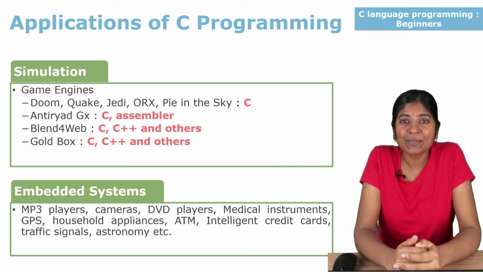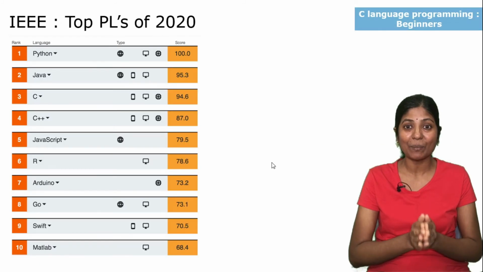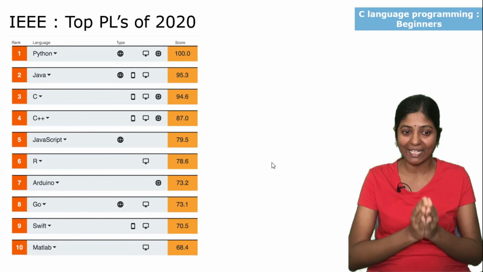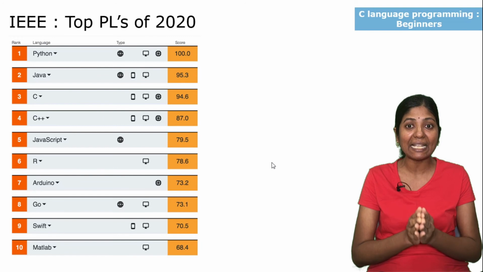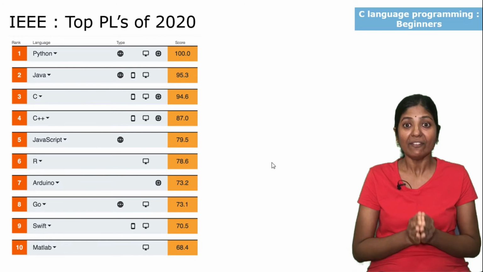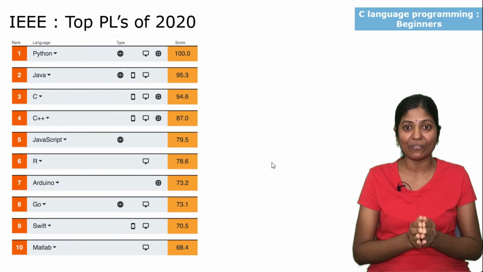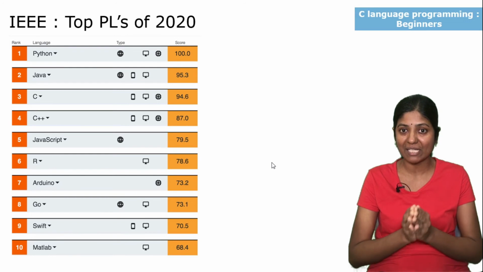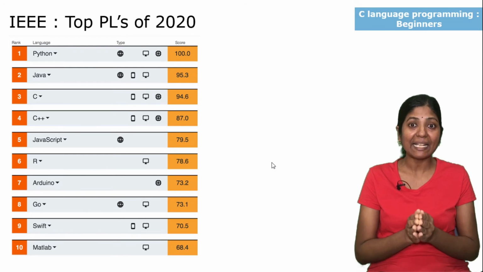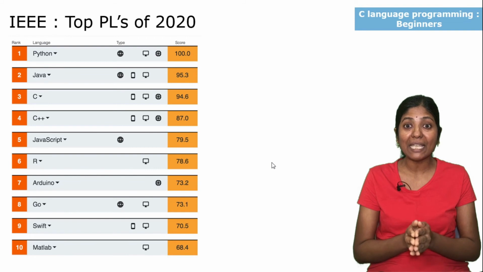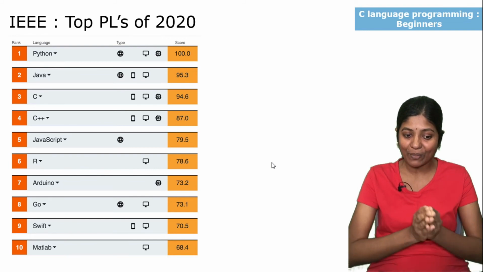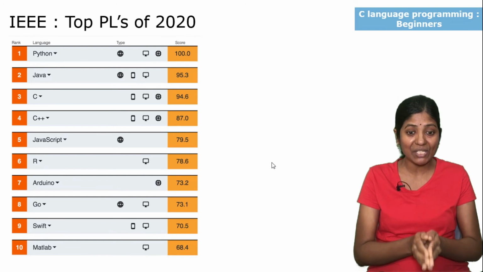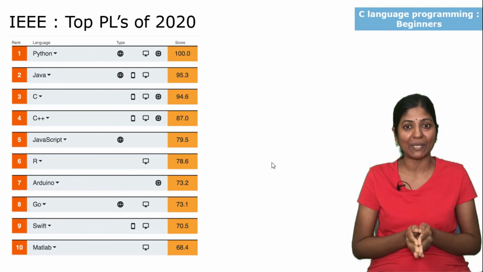And also, I would like to say one more thing to you. The world's largest professional and technical organization, IEEE, Institute of Electrical and Electronics Engineers, will make an analysis of the topmost programming languages and will release it in their magazine called IEEE Spectrum. This is the list of top 10 programming languages which was just released in 2020.